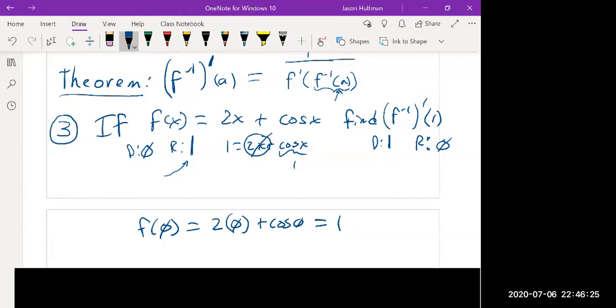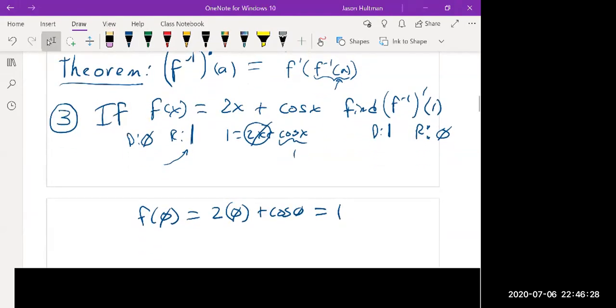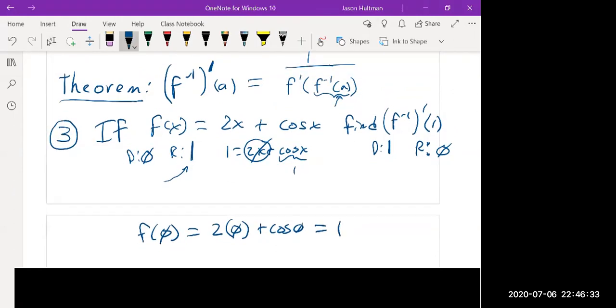Let's take the derivative of f, because eventually I need to plug in the inverse of A. But what did we find the inverse of A was? What was the inverse evaluated at 1? What is f inverse of 1? What did we find out that that equaled? What was the range for f inverse? What was the output? 0. Is 0, exactly. Very good.